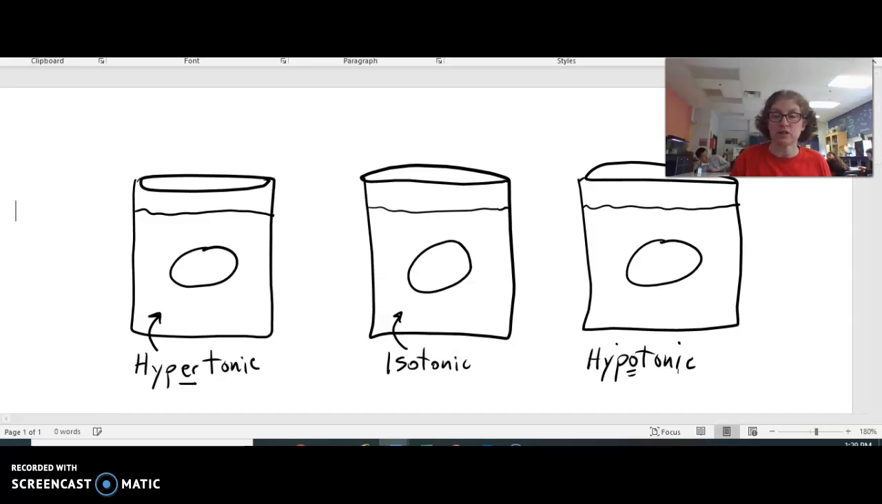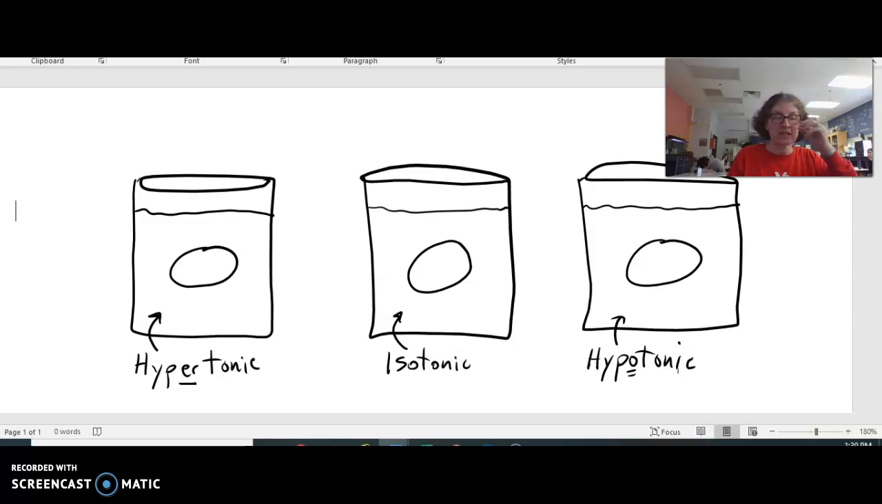Hypotonic describes this solution out here. Okay, so remember that in each one of these beakers, there's not just one solution, there's two. There's the solution outside that the cell is floating in, and then there's the solution inside the cell, which is the cytosol of the cell. Blood plasma is just water with stuff dissolved in it, and inside the red blood cells, the cytosol is also just water with stuff dissolved in it, right?